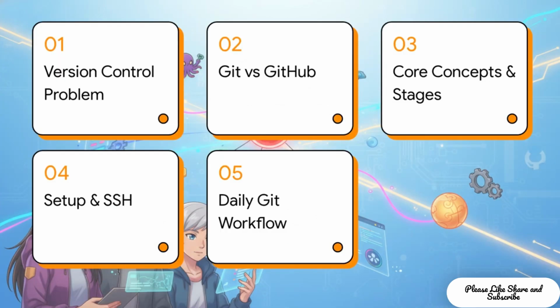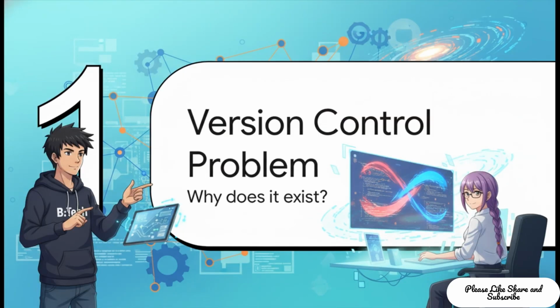So here is our agenda for today. 1. The version control problem. 2. Git versus GitHub. 3. Core concepts and stages. 4. Setup and SSH authentication. And 5. Your daily Git workflow. Let's jump right into section 1, the version control problem.